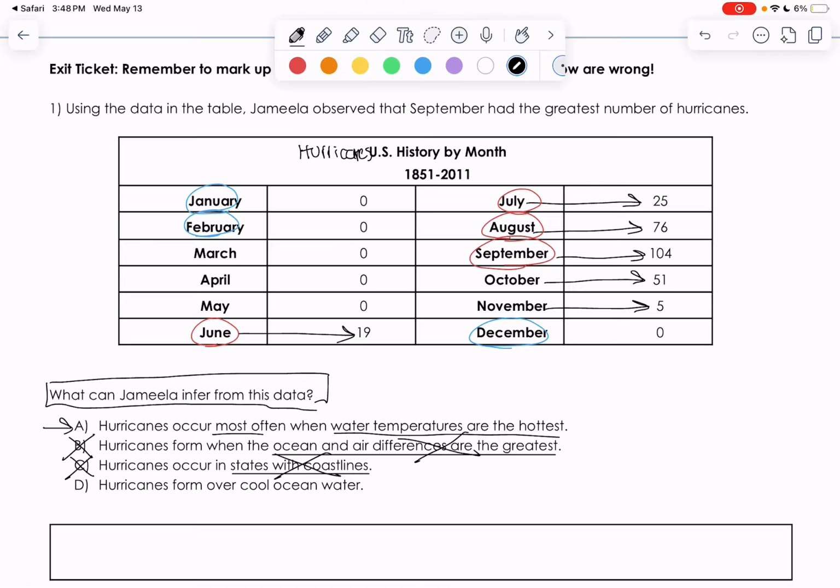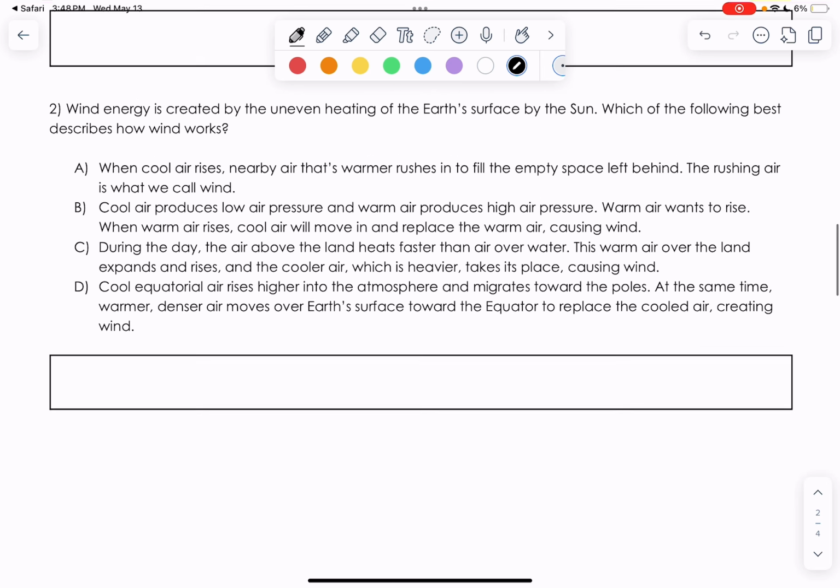And D says hurricanes form over cool ocean water. Well, if that was true, I would expect there to be a lot of hurricanes in cold months if they form over cold ocean water. So that tells me that D is not true, and A is the correct answer for number 1.